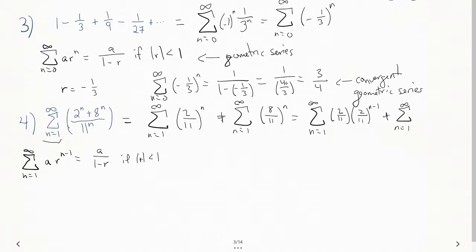And the same song and dance applies to the next bit. So we can pull out an 8/11, and then we'll have an 8/11 to the n minus 1. So at the end of the day, what do we have our summation being equal to?